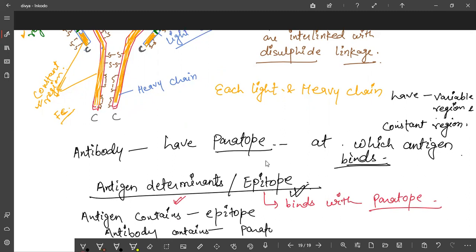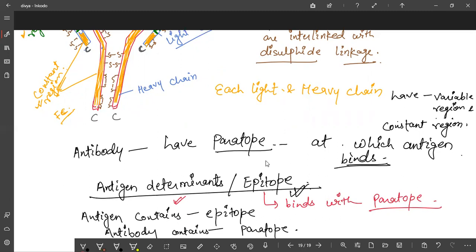So the definition is clear to you. What about epitope and paratope? Paratope is the site located on antibody through which antigen will bind, and the site of antigen that will bind with the paratope is called epitope. So antigen will have epitope and antibody will have paratope. Is it clear to you? This is all about the structure of antibody, and this is asked in board examination under 3 marks.